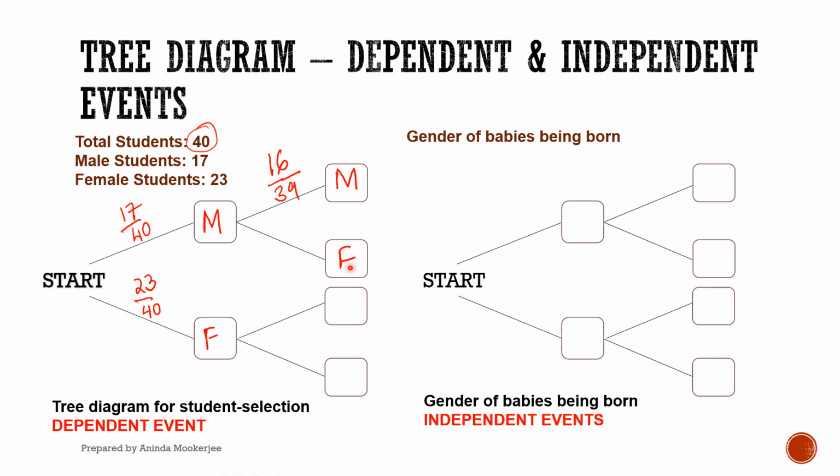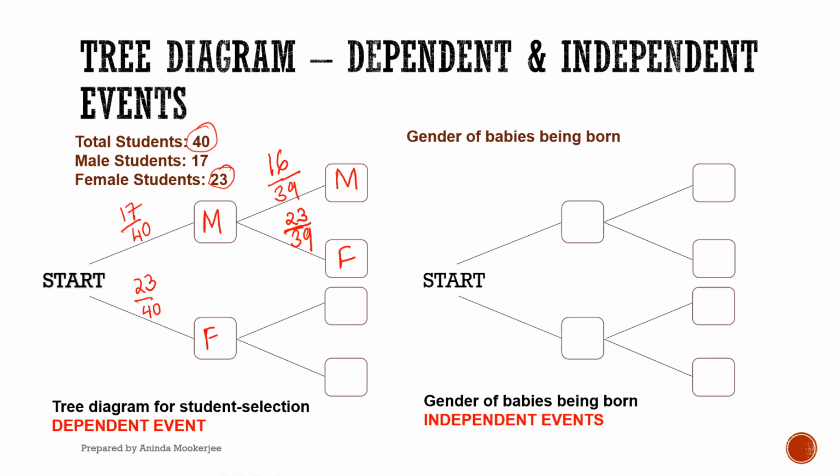In the second draw, what is the probability of picking a female student, considering that we picked a male student before? The denominator would still be 39. However, the number of female students would still be intact at 23, right? Because in the first draw, a male student was drawn, so the number of female students didn't change. So in the second draw, we have 23 ways in which we can draw a female student, so it would be 23 over 39.